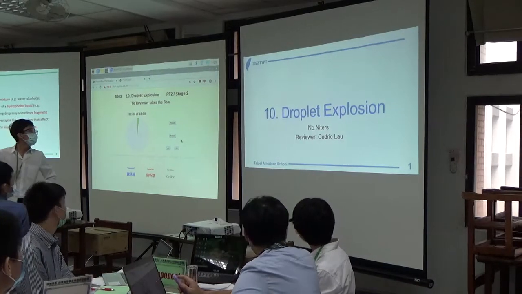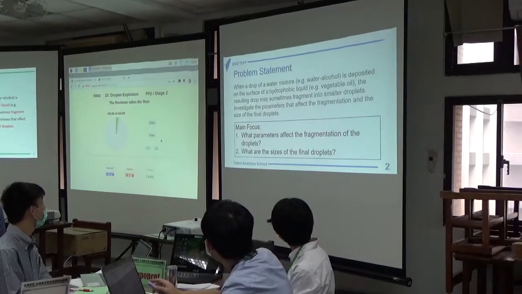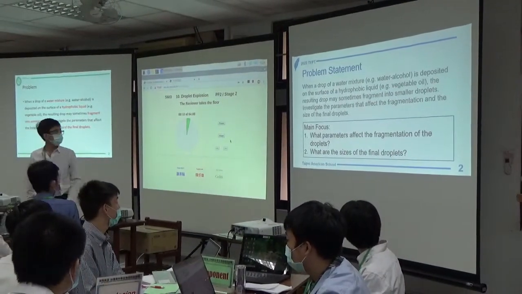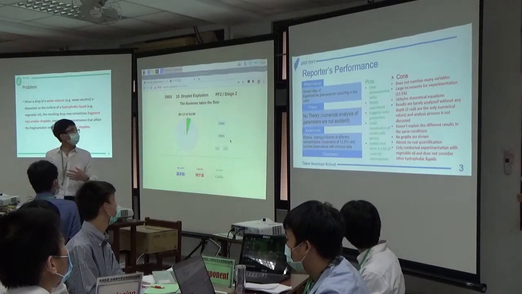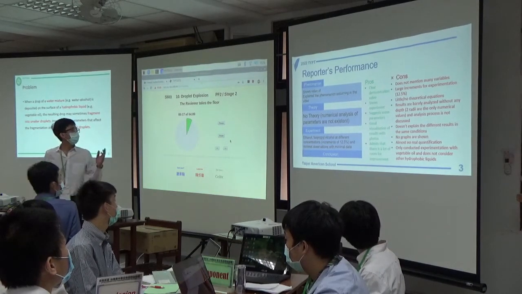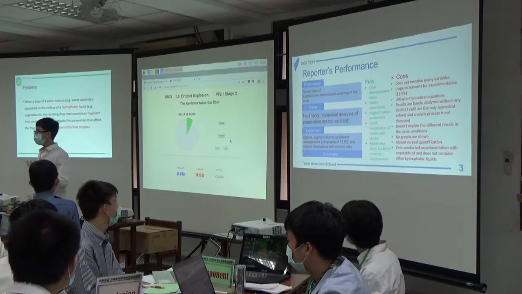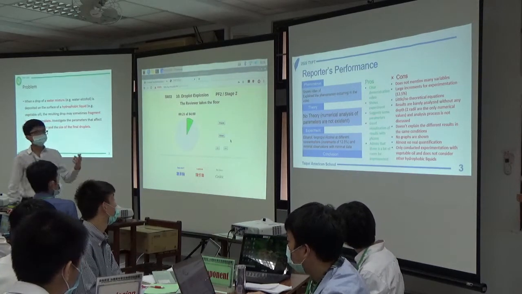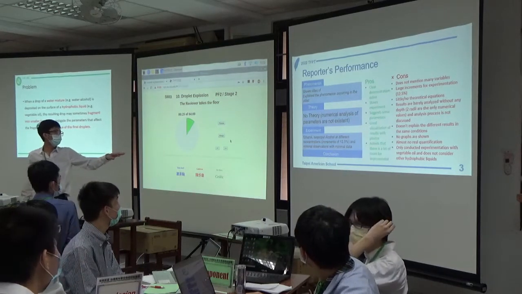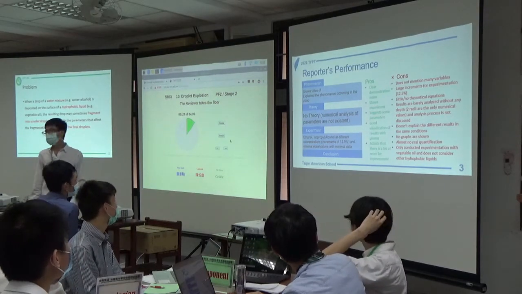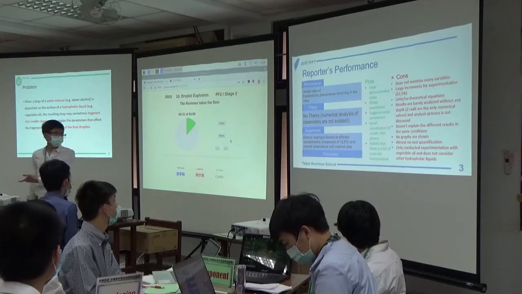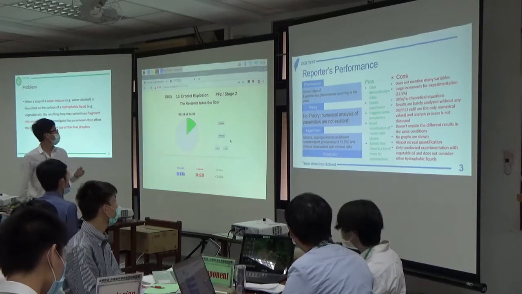Let me just add. So this is a problem statement, and the main focuses are what parameters affect the fragmentation of the droplets and what are the size of the final droplets. So this is what the reporter did. The reporter showed a video and explained the phenomenon using said video. However, there was no numerical analysis or quantitative theory of parameters which were explained. And they had no theory, basically. And they used different types of alcohols of different concentrations, but they didn't really have a lot of observations, and had little data.